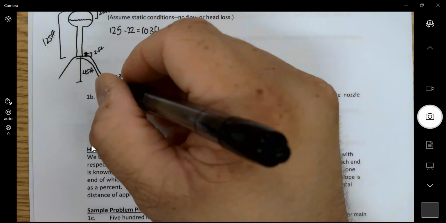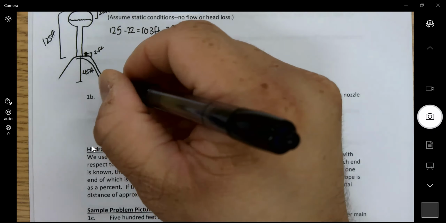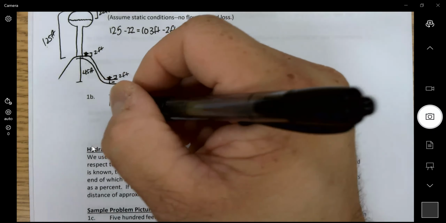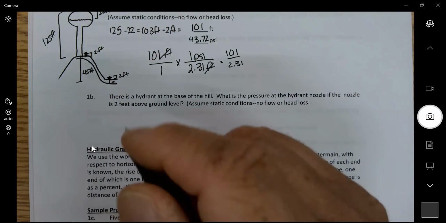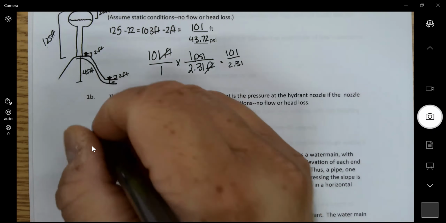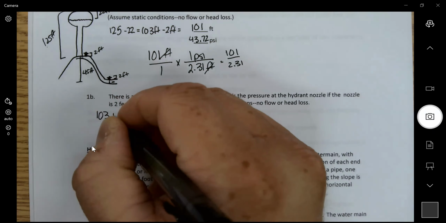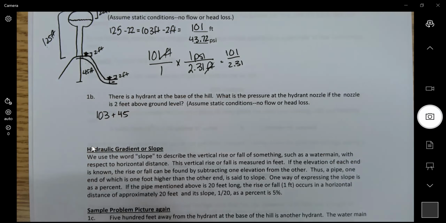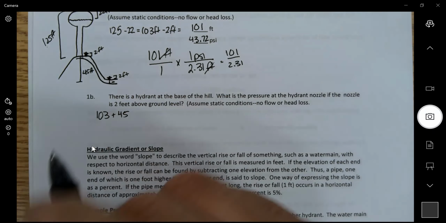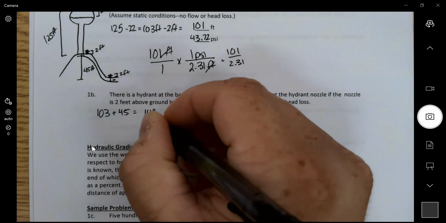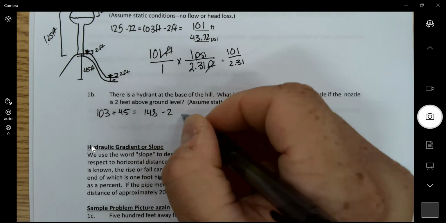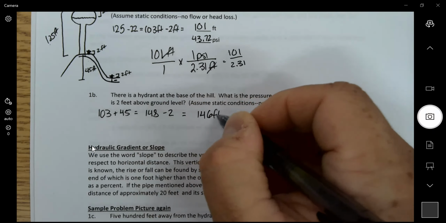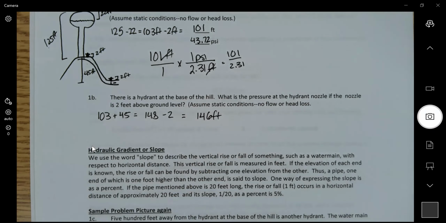The part of the water main that we consider negligible, you see this part right here, going from the main up and from the main down here, that's the part we consider negligible. When you throw in a hill, you add that hill height, which is 103 plus the 45 of the foot of the hill, gives you 148. But then you go back above ground 2 feet here, so you have to subtract the 2 feet, and you get 146 feet of head. So we got to convert that to pressure.